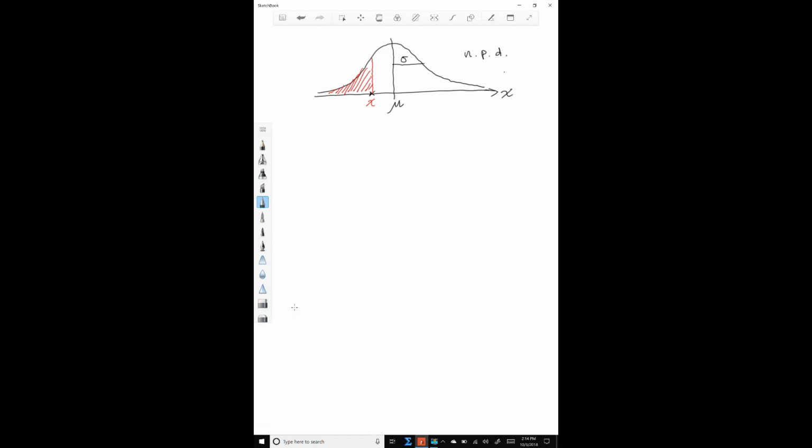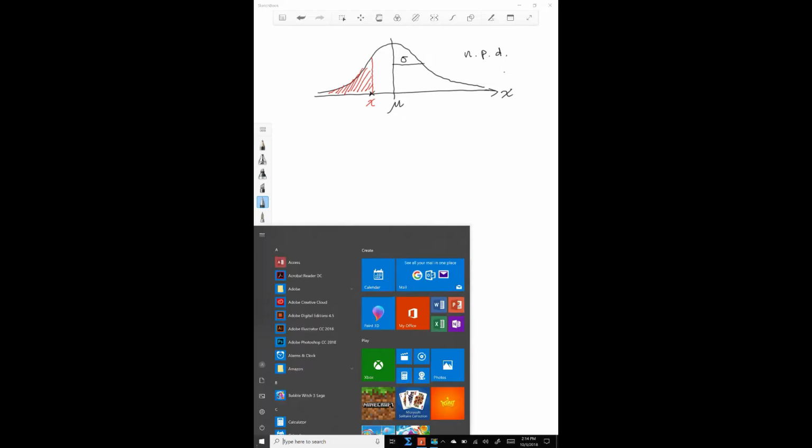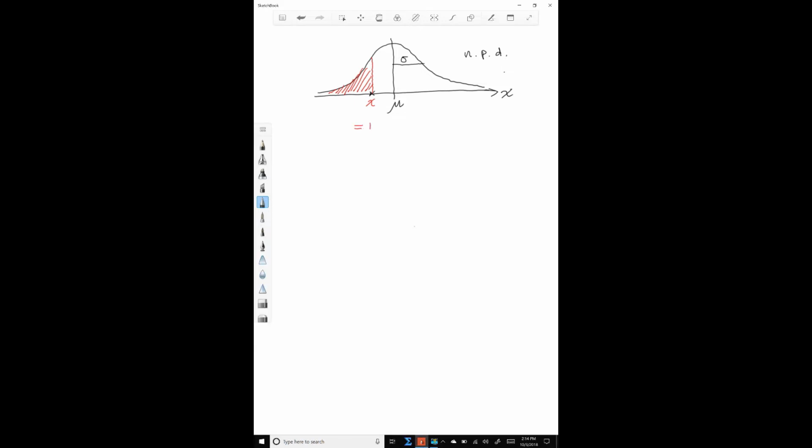To calculate that, there is an Excel function that goes like this: NORM.DIST, and then you put x, which is the score that you want to translate into a probability. Then you put mu, and then sigma, and then you put a 1 at the right end.